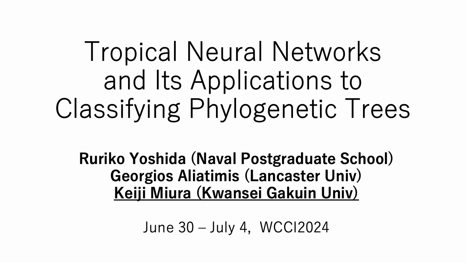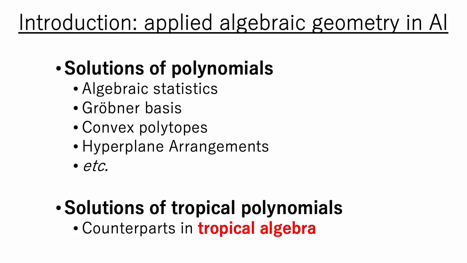I'm Keiji Miura. I will be talking about tropical neural networks and its applications to classifying phylogenetic trees. Some of the breakthroughs in machine learning have been triggered by introducing unconventional ideas from algebraic geometry. In fact, there are many fields that utilize algebraic geometry.